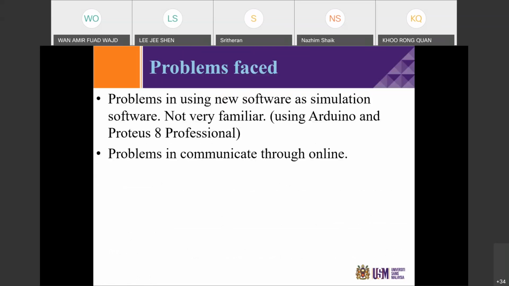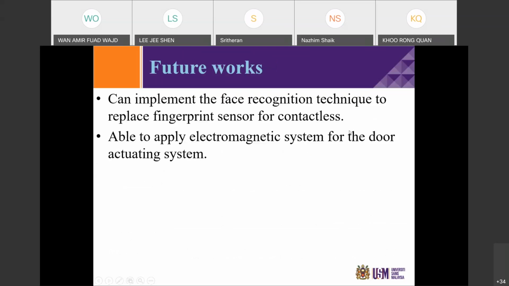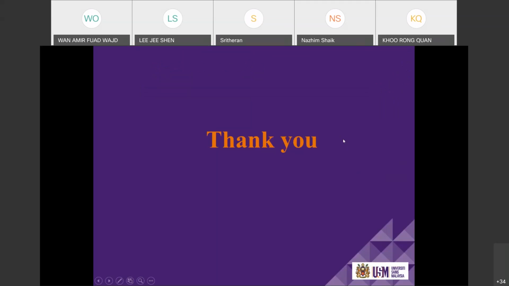The problem faced was using software such as Arduino and Proteus. Since we are communicating online, there might be some problems, like internet problems. For future work, I would recommend implementing face recognition to replace the fingerprint sensor to promote more contactless operation, and also applying an electromagnetic system for the door actuating system. So that's all from our group. We are group 8. Okay, thank you.